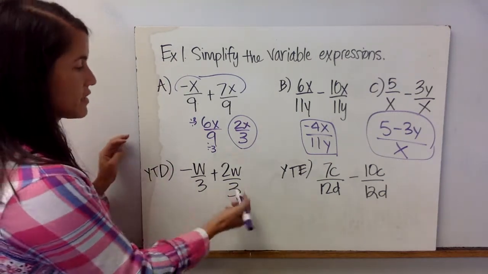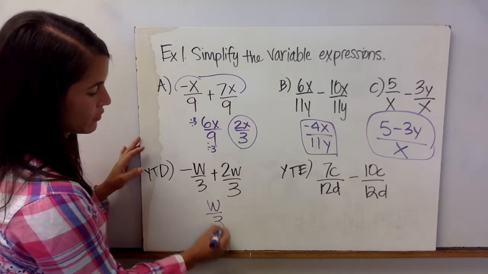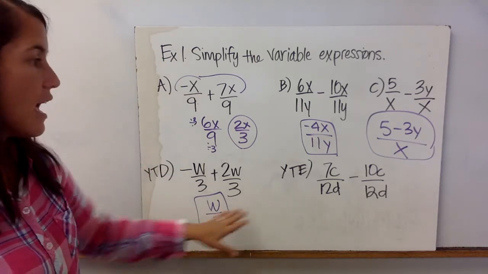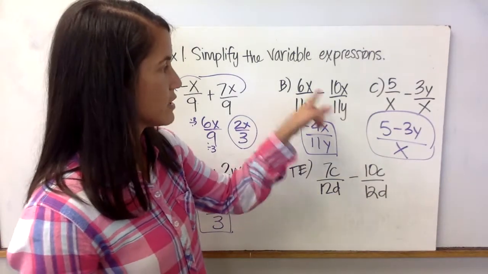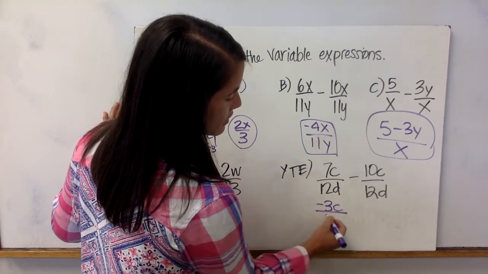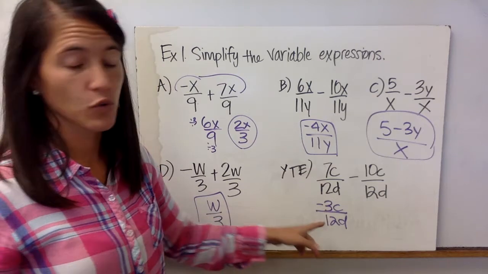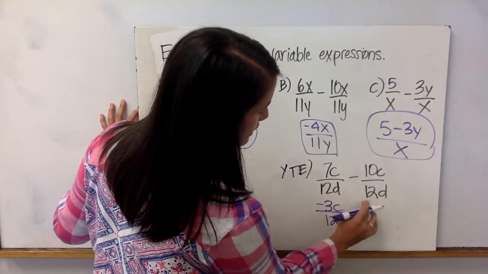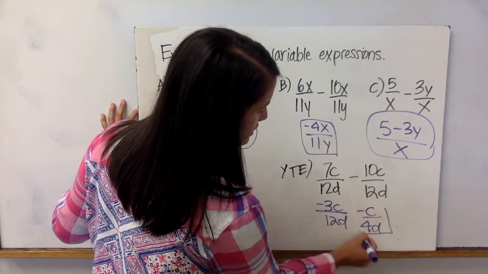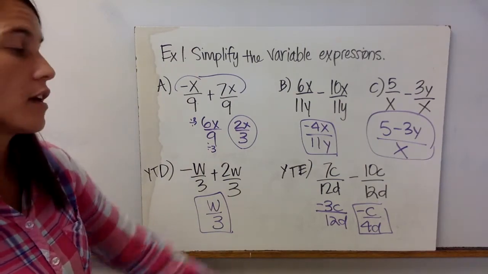You try D. It's very similar to A. Negative w plus 4w is going to be 1w over 3, so w over 3. And then E is very similar to B. When I subtract, I get negative 3c over 12d. But I can reduce negative 3 over 12 to negative 1c over 4d, but we don't need the 1, so I'm just going to write c over 4d.